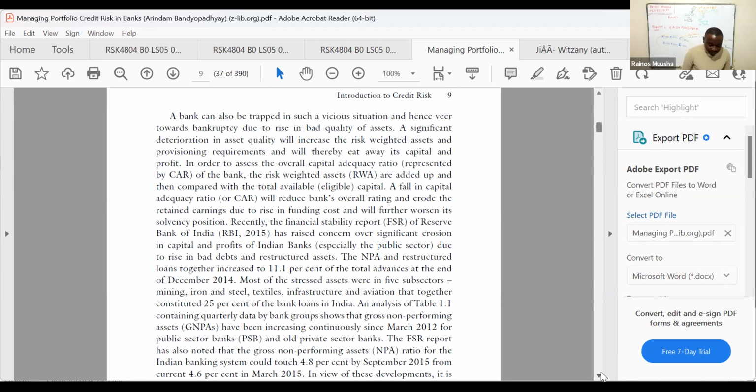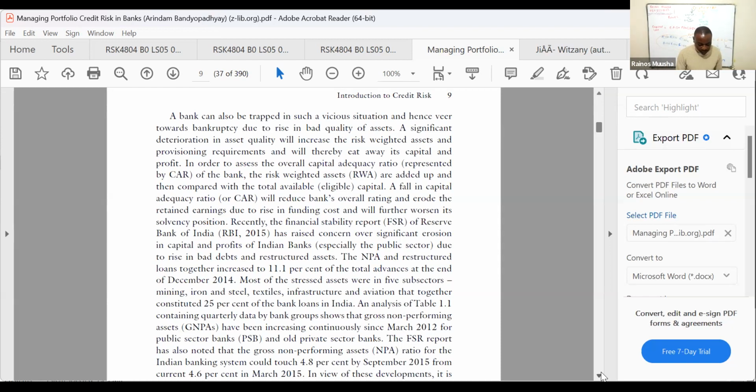So a significant deterioration of asset quality will increase the risk-weighted assets and provisioning requirements and will thereby eat away its capital and profit. So in order to assess the overall capital adequacy ratio of the bank, the risk-weighted assets are added up and then compared with the total available capital. So a fall in the capital adequacy ratio will reduce the bank's overall rating and erode the retained earnings due to the rise in funding costs and will further worsen its solvency position as well. So that's why they say the banks can also find themselves caught up in this particular vicious cycle.